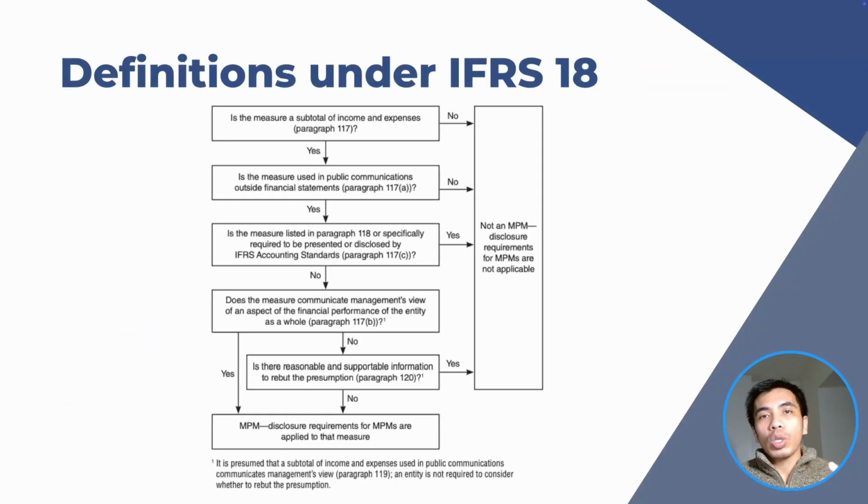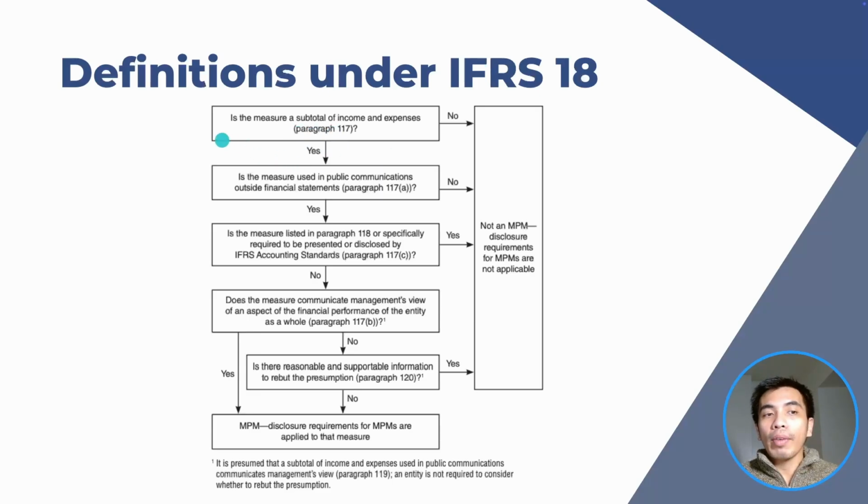Because the identification of a management-defined performance measure triggers additional disclosure requirements under IFRS 18, the standard provided some guidance on when a measure is considered an MPM or not. This is directly coming from the additional supporting materials provided in the illustrative examples accompanying the new standard. So first, we have here a series of questions that you can ask on each of the performance measures being communicated to the public. So, is the measure a subtotal of income and expenses? If the answer is no, then it's not an MPM. You don't have to disclose anything.